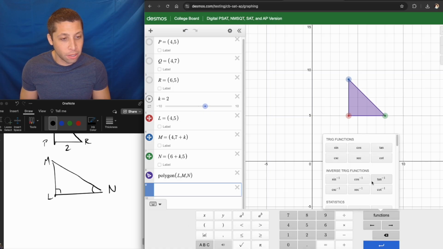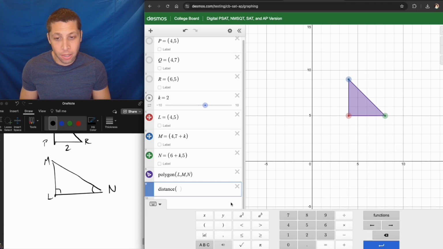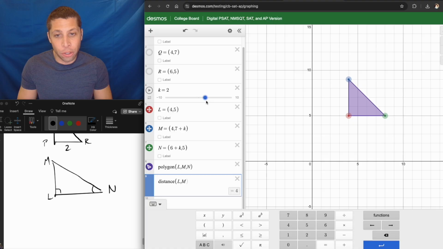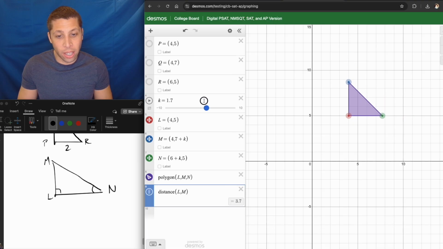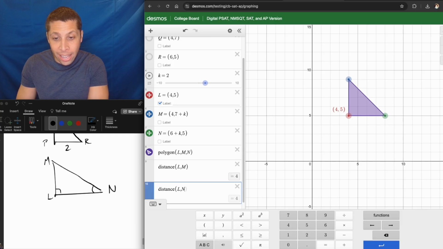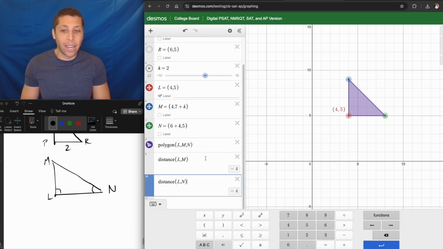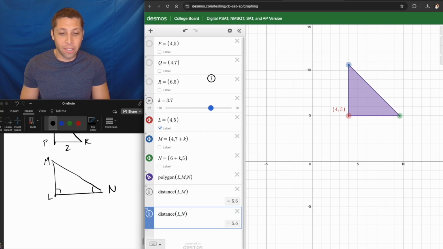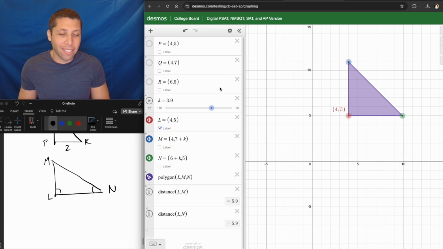So functions, where is it? Distance, and then do like L and M, and it's 4. And then as you adjust, you can see it adjusting. And if I had done, so L is this point, if I had done a distance for L and M and a distance for L and N, problem solved. I see that no matter what, those distances are the same. And so instead of counting boxes, I can just do it.